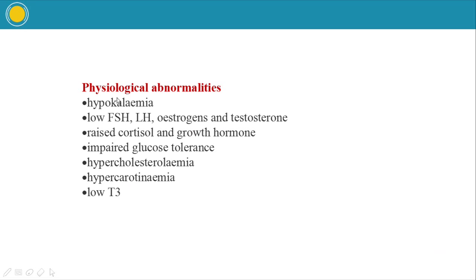from the perspective of physiology, there will also be abnormalities. You'll see hypokalemia, low FSH, LH, low estrogen, and testosterone. And there will be elevated or raised cortisol, growth hormone, and there will be impaired glucose intolerance. There will be increased cholesterol level, there will be hypercholesterolemia, and there will be hypercarotenemia. And you're going to see low T3 level, which is the thyroid hormone, a low thyroid hormone level. We have raised G's and C's. Otherwise, for other things, we have low levels as a whole.